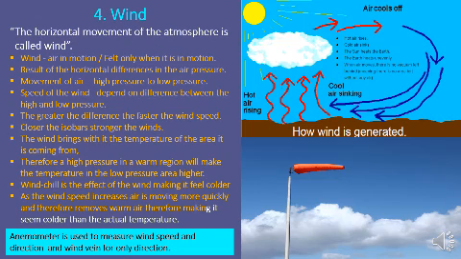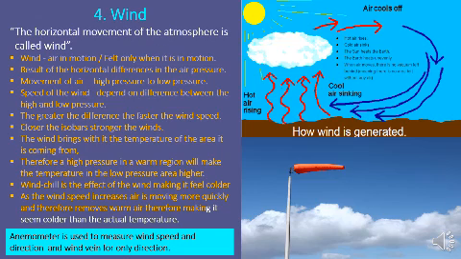The closer the isobars, the stronger the wind. The wind brings with it the temperature of the area it is coming from. Therefore, a high pressure in a warm region will make the temperature in the low pressure area higher. Wind chill is the effect of the wind making it feel colder. As the wind speed increases, air is moving more quickly and therefore removes warm air, making it seem colder than the actual temperature.